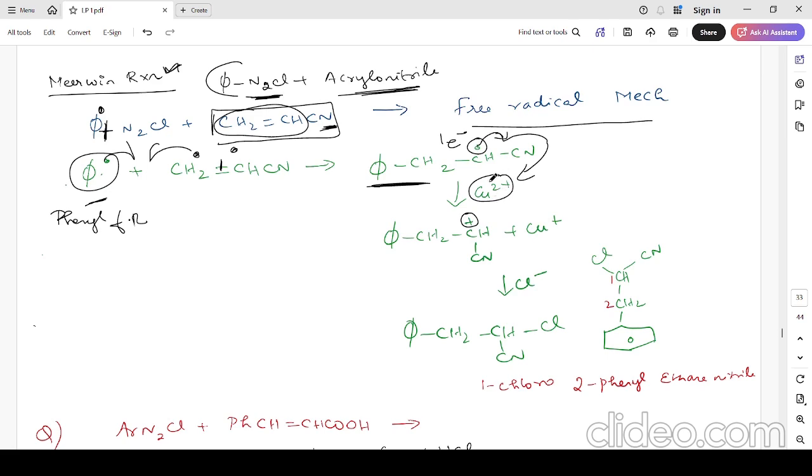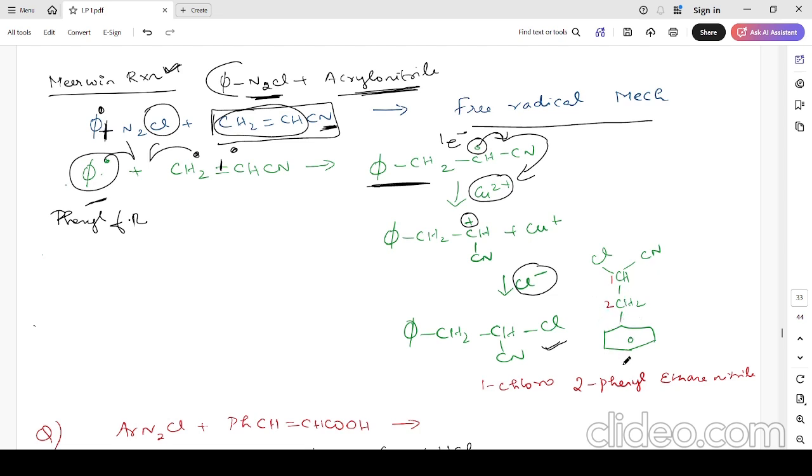Copper 2 plus upon acceptance of an electron means reduction, right? So it has gone to the copper plus 1 state here. Now to this, the chloride ion comes into play, so that I get CHCl. This reaction is called Meerwein reaction, where you treat a benzene diazonium salt through a free radical mechanism.